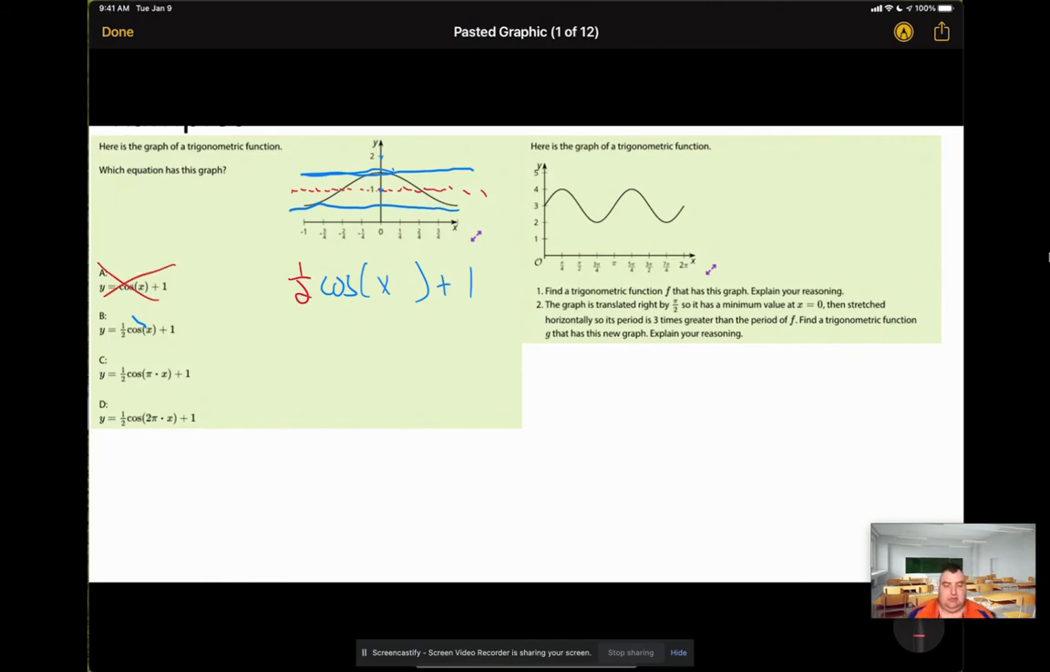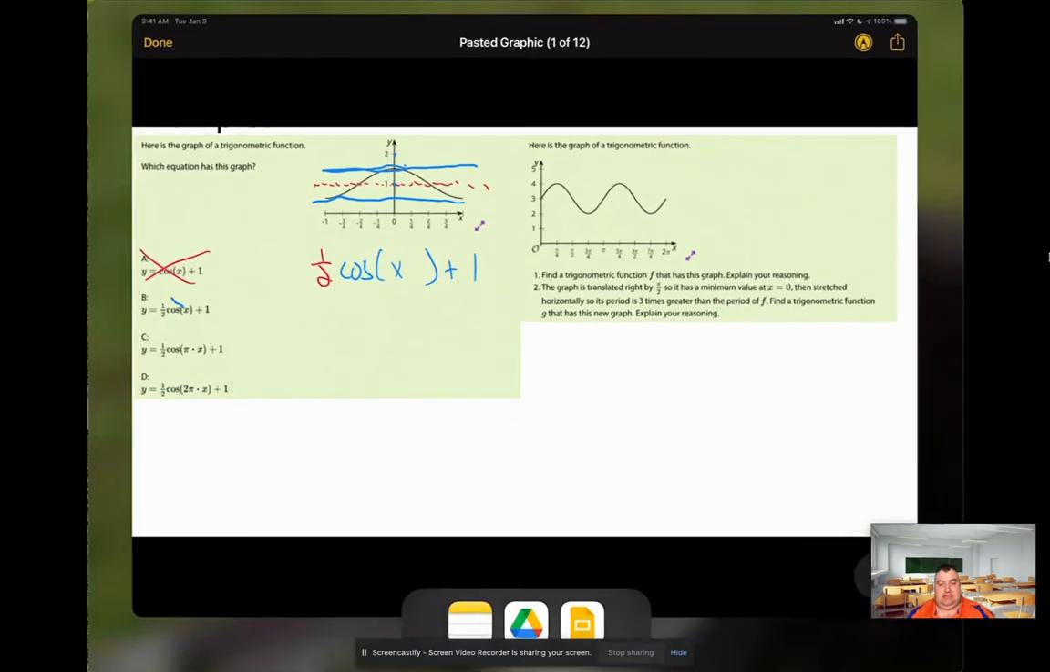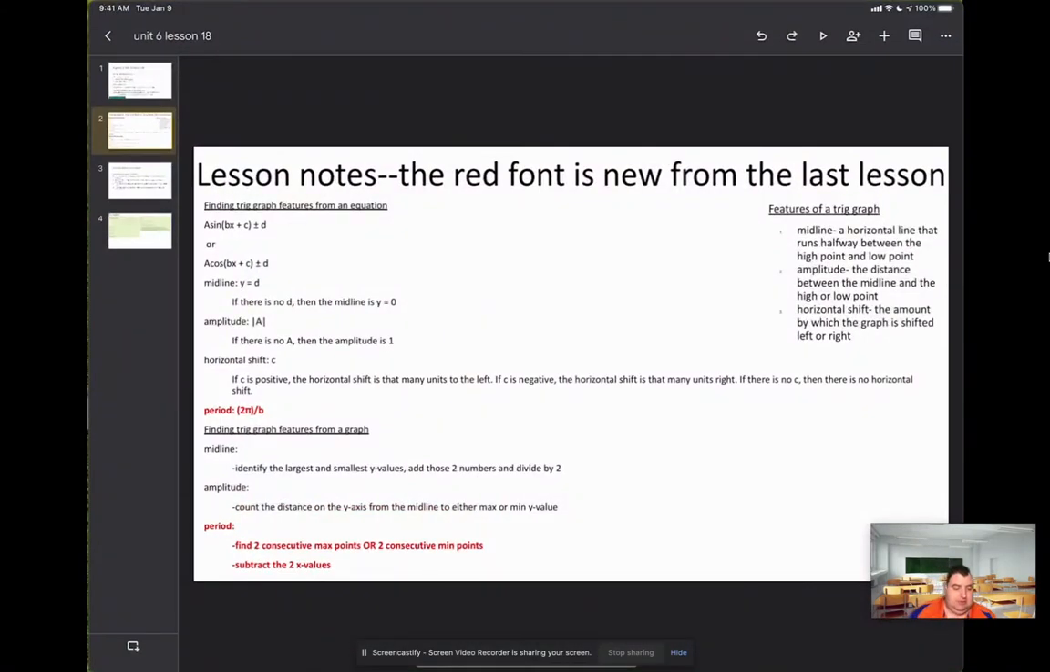That takes out choice A. So I'm down to 3 choices now. All right, I've looked at the midline, I've looked at the amplitude. Now I'm going to look at the period.